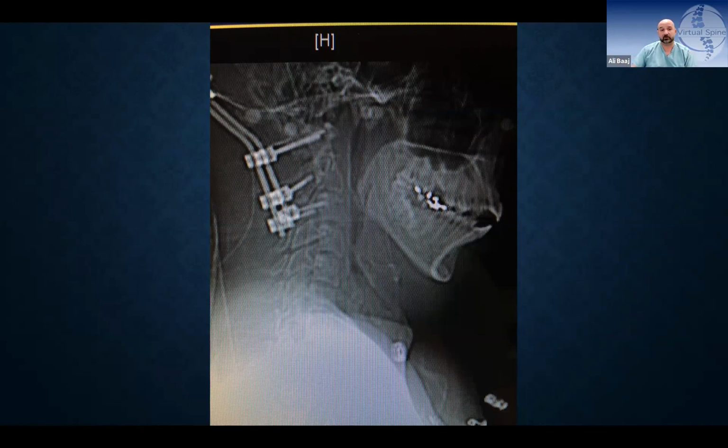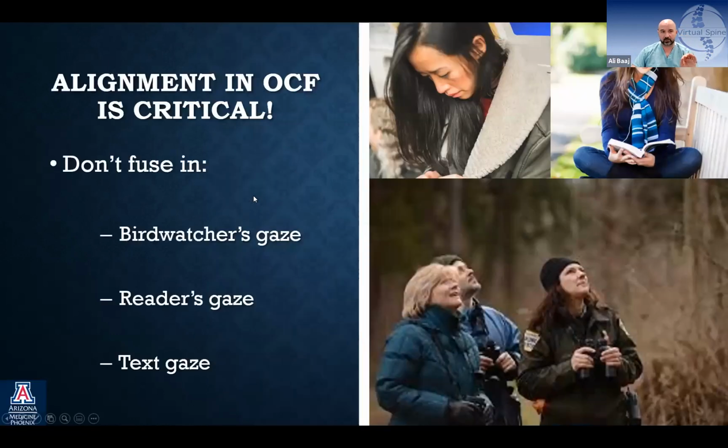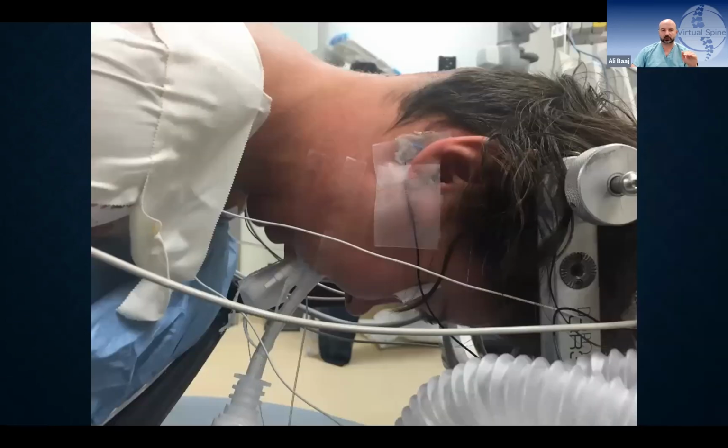What I learned from this case is to make sure that you leave some space behind the mandible on X-ray. That's just one way of seeing it. But that's the problem. For me, alignment is very critical in OC fusions. I guess we used to call it reader's gaze, but now I call it text gaze because everybody's texting. So you don't want to fuse a patient in text gaze or bird watcher's gaze. Not looking up, not looking down. You want to be as neutral and horizontal as possible.